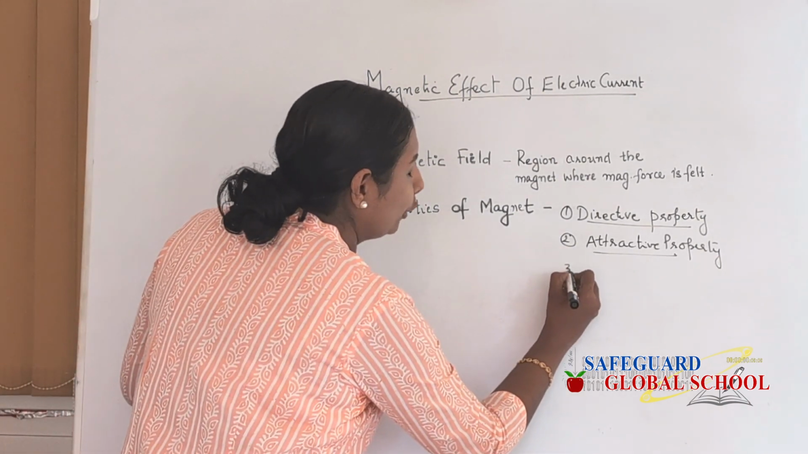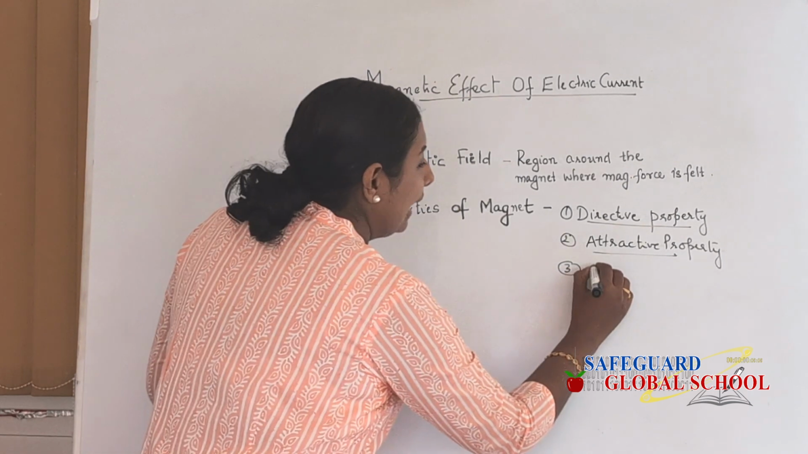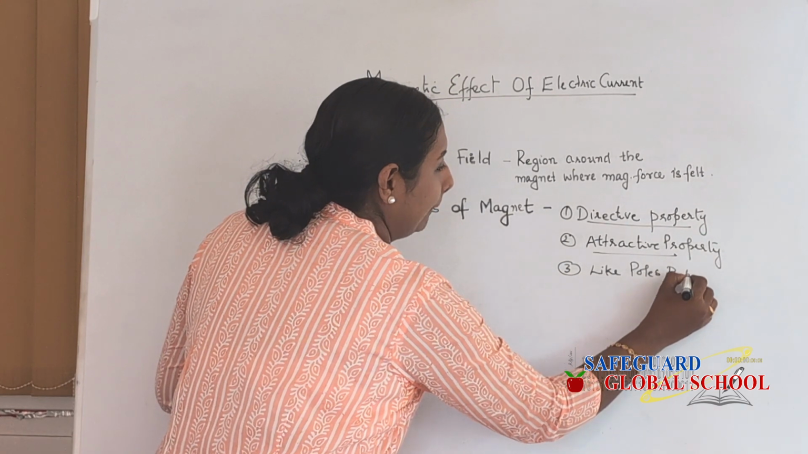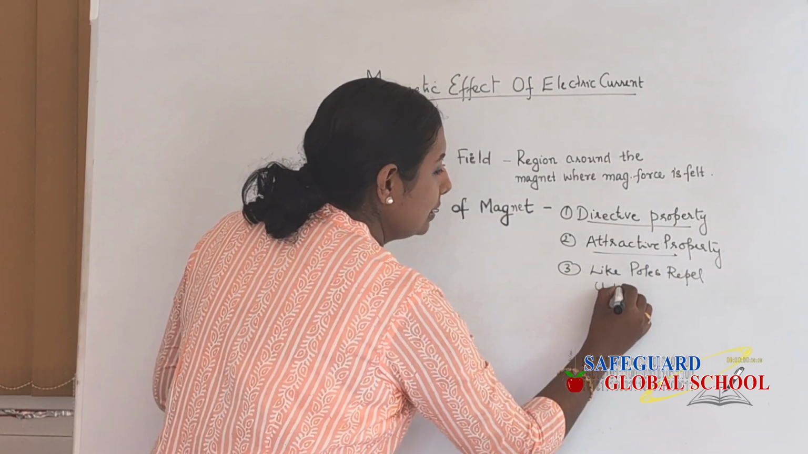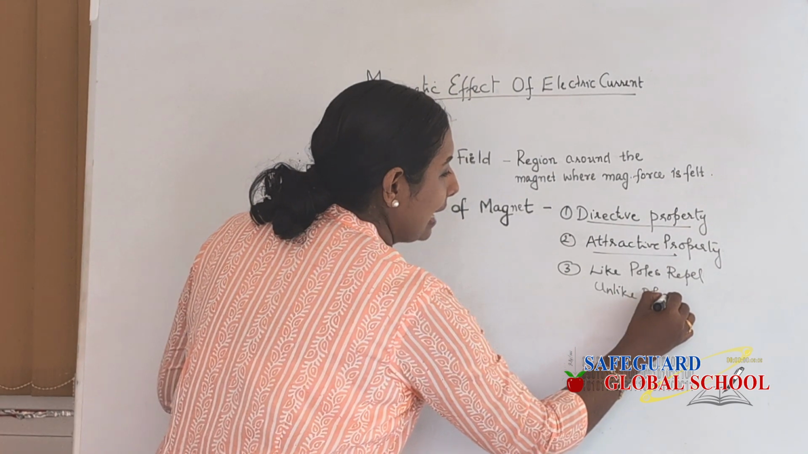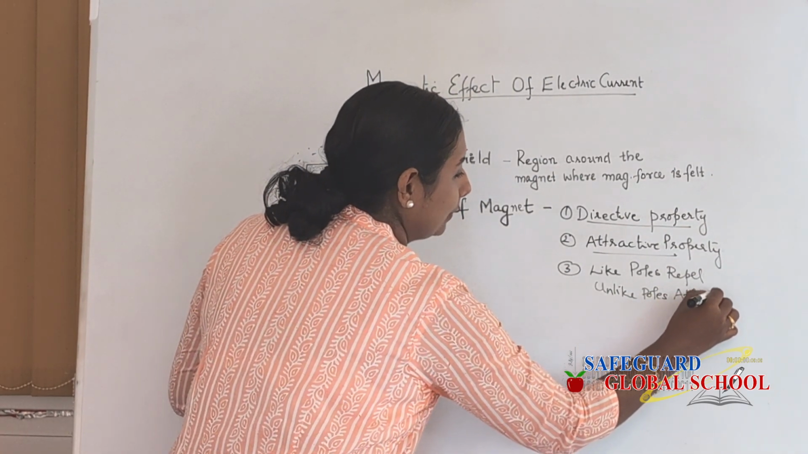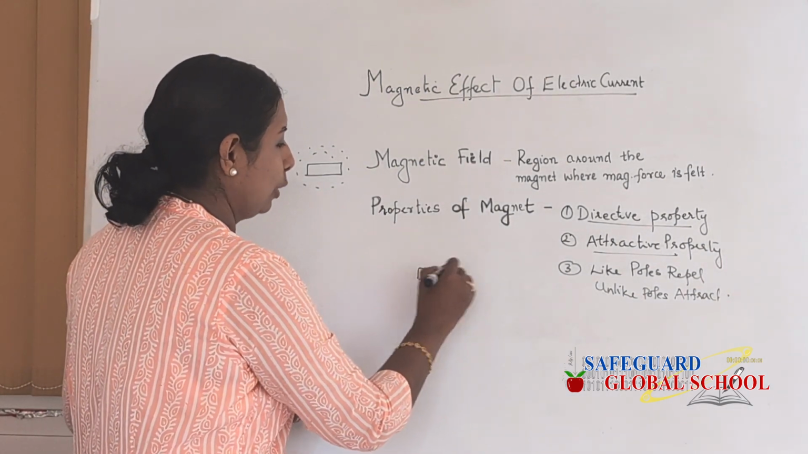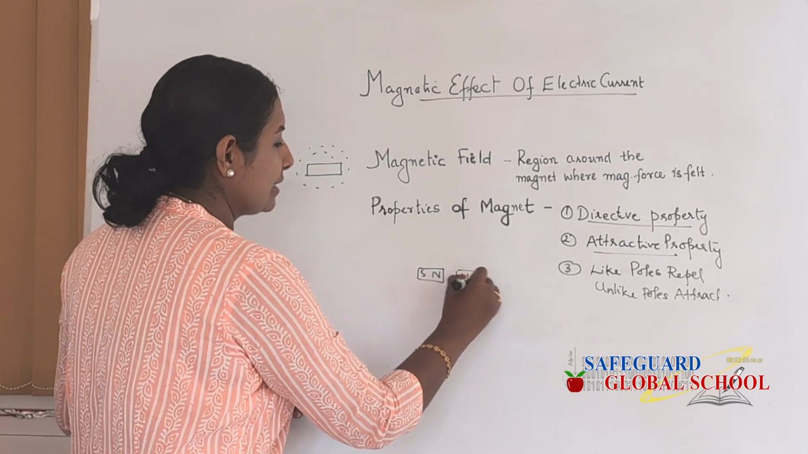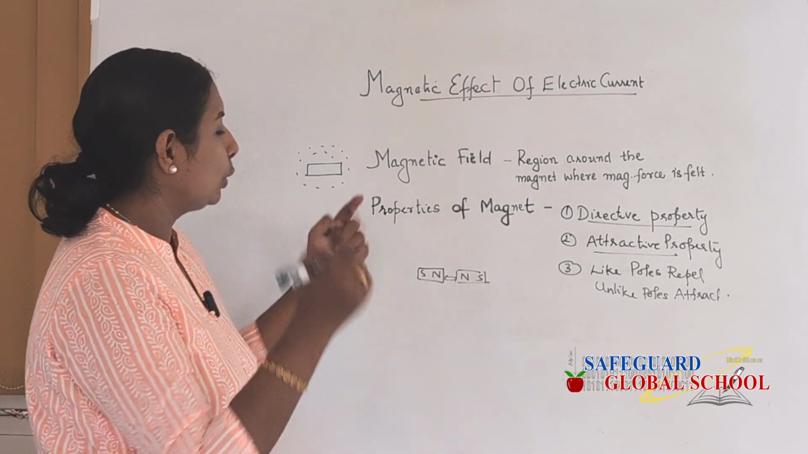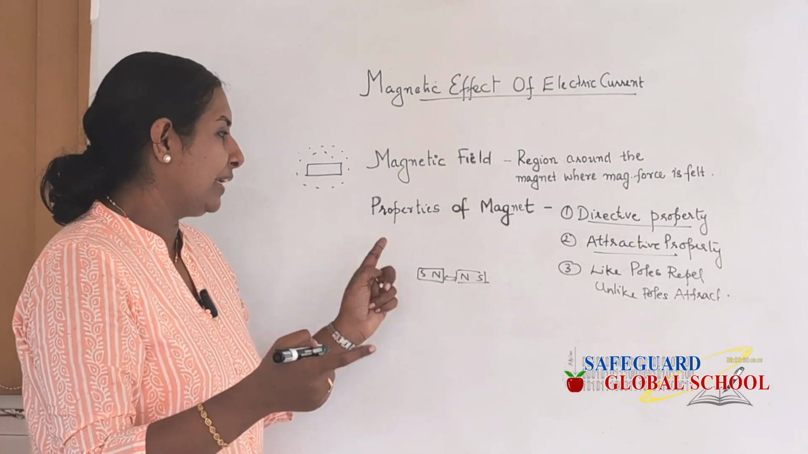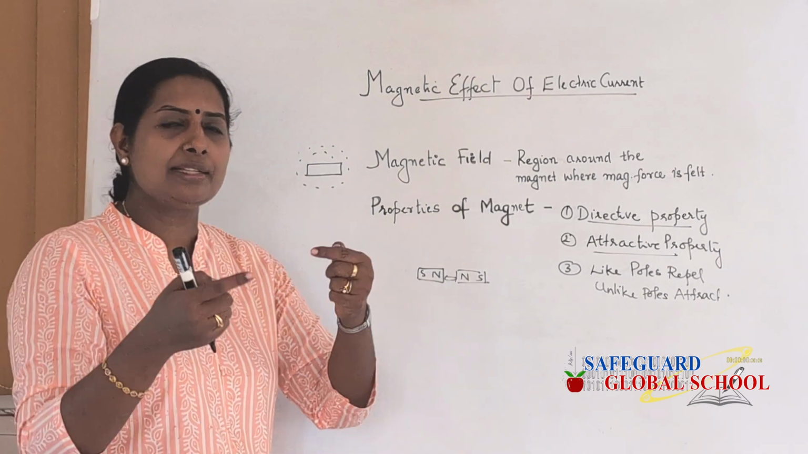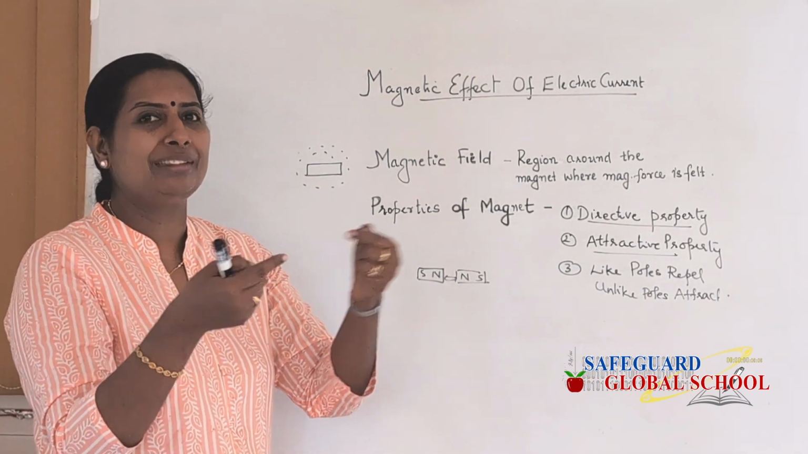And the third property, which you have already studied in your previous classes: like poles repel, and unlike poles attract. So what is the third property? Like poles repel. If there is a magnet with north and south, and another magnet is brought here, north and south, this north pole will repel. When south and south are brought, the south poles will repel. That is what is meant by like poles. And unlike poles means if a north and a south are brought together, they will attract each other, or south and north, they will attract each other.